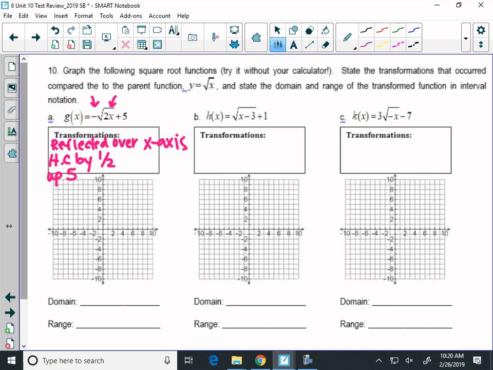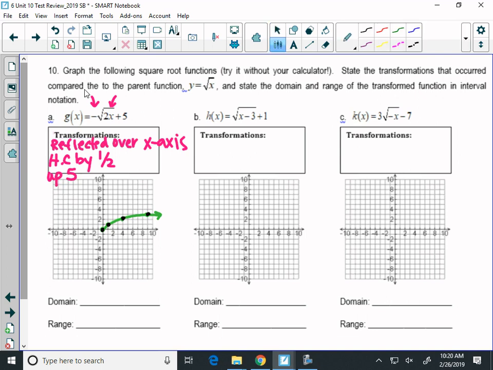Now, in order to graph this, remember, you need to know the parent function. So for the first graph, I'm actually going to graph the parent function for you so we can reference it. So here's 0, 0, 1, 1, 4, 2, and 9, 3. So you need to know those points on the parent function here in order to graph a transformation. So I'm going to graph a transformation in a different color.